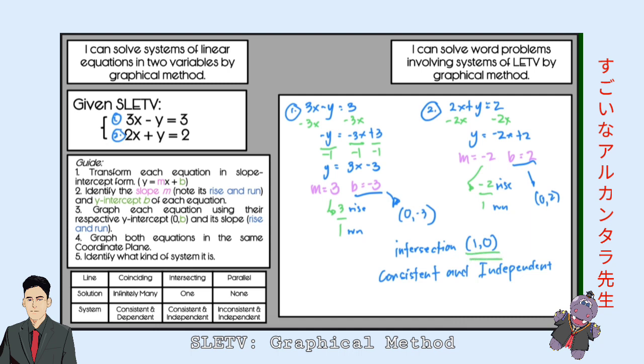How will you differentiate one solution from infinitely many? If there's one solution, it's intersecting lines. Okay? So there's only one point of intersection, and that is 1, 0. That is our solution. That implies that our system is consistent and independent. So that's how it works.